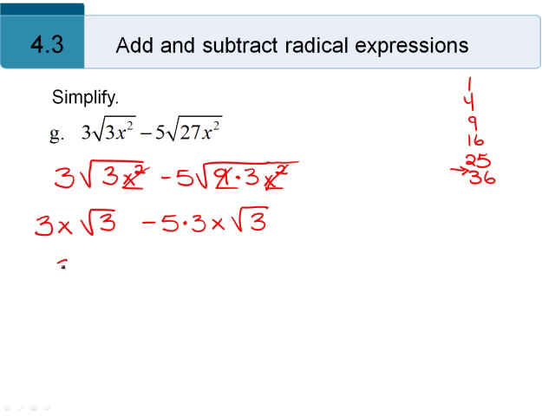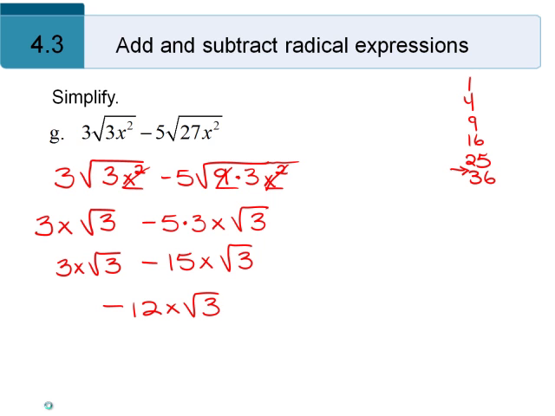So we have 3x square root of 3, it's our first term, and then multiply here, 5 times 3 would be minus 15x square root of 3. Okay, so now we have like radicals, both square root of 3, and we have like terms outside. 3x minus 15x would be negative 12x and the square root of 3, and that would be your answer.